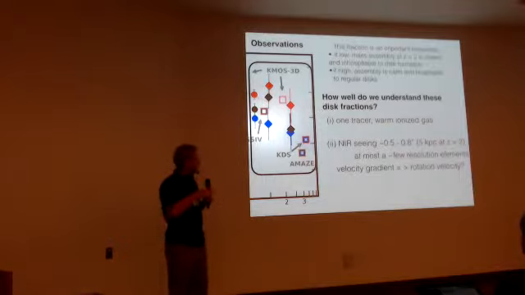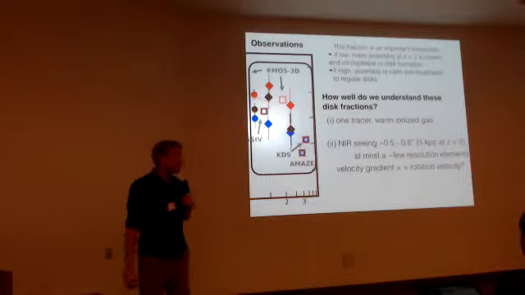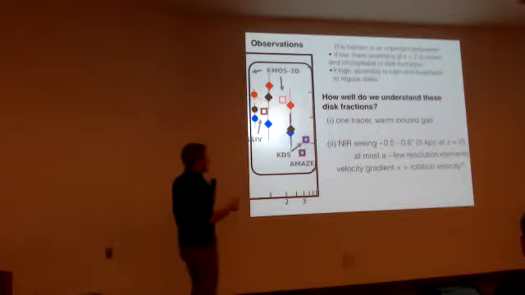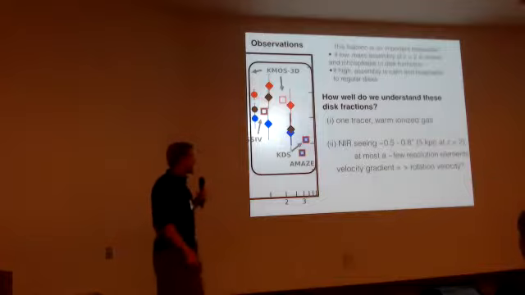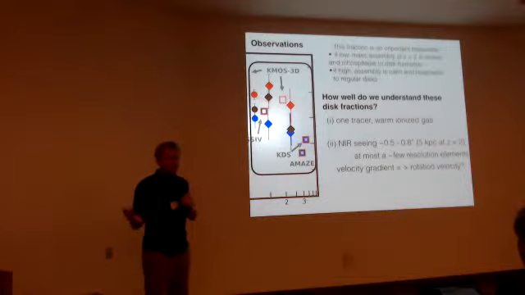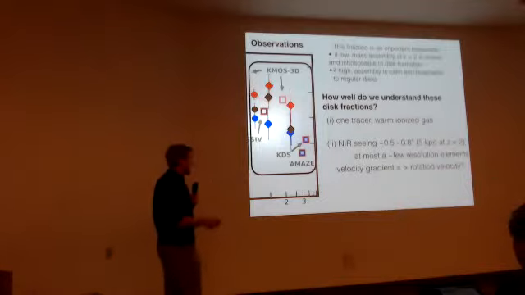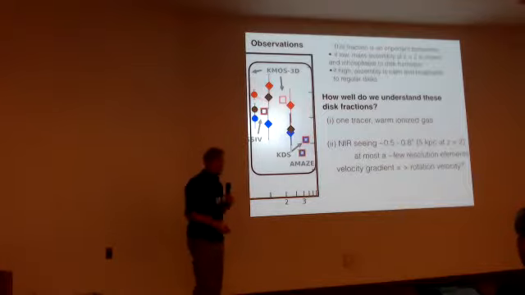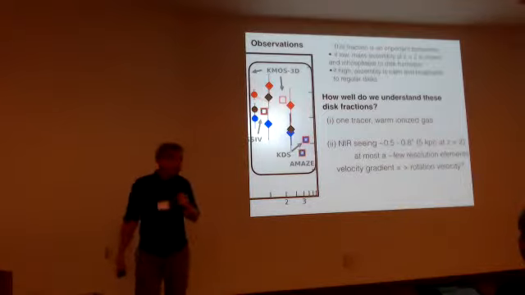Okay, so how well do we understand these measurements of disk fractions? Well, there are two problems. One is that we're all using one tracer. It's an emission line, so it's the warm ionized gas, and it's not clear how well that traces the remaining baryons in the galaxy. Two is that there's seeing.